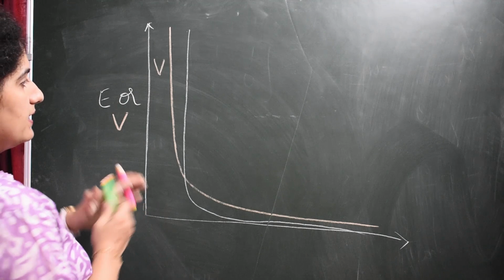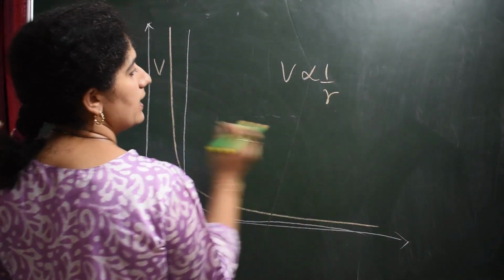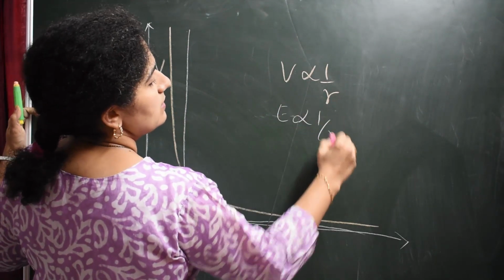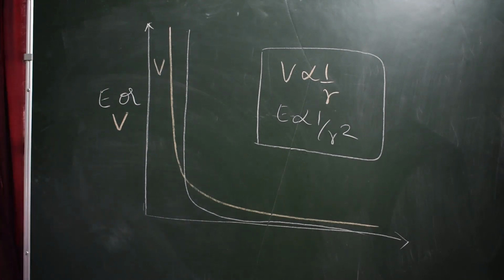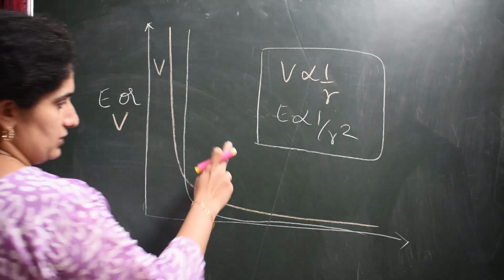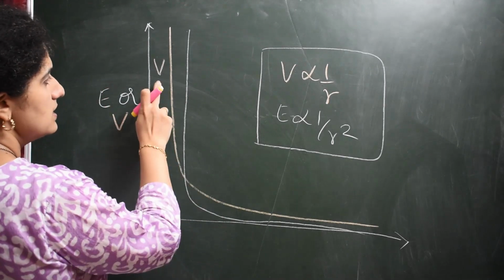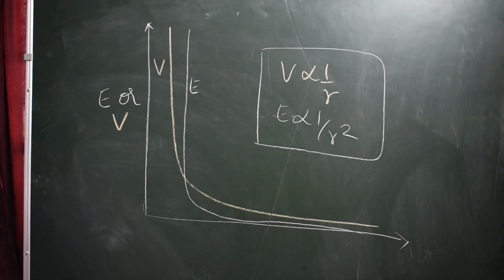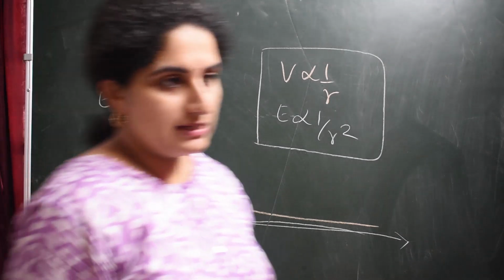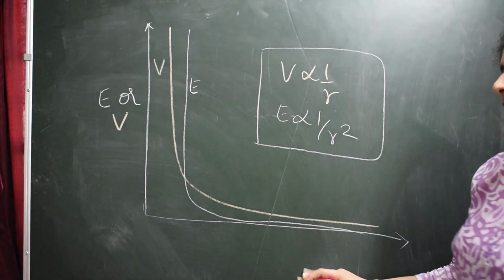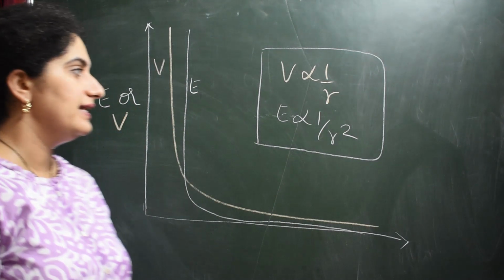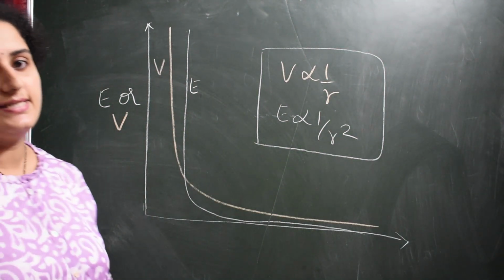So this is the variation, and see that this V is inversely proportional to R and this electric field is inversely proportional to R square. You have to just keep in mind this variation. I will not mention anything else here, just V and E, electrostatic potential and electrostatic field. So these are the variations. It is a very important graph for multiple choice or any assertion reasoning, and also to draw the graph, variation of electric field or electrostatic potential with the distance.